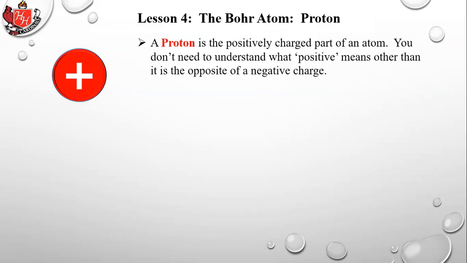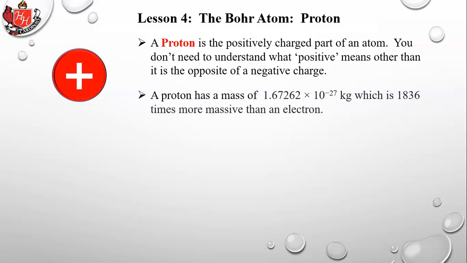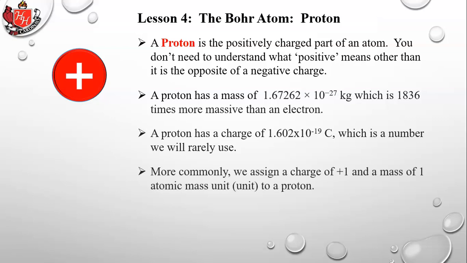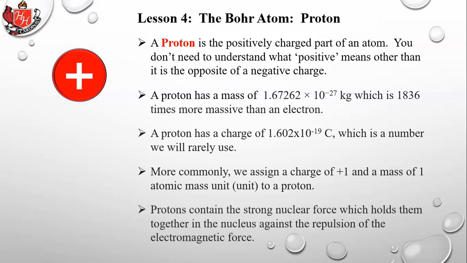A proton is the positively charged part of an atom. You don't need to understand what positive means other than it's the opposite of negative. A proton has a mass of 1.67 times 10 to the negative 27th kilograms, which is about 1,836 times more massive than an electron. A proton has a charge of 1.602 times 10 to the negative 19 coulombs, which is a number we will rarely use. More commonly, we assign a charge of +1 and a mass of 1 atomic mass unit to a proton. Protons contain the strong nuclear force which holds them together in the nucleus against the repulsion of the electromagnetic force.